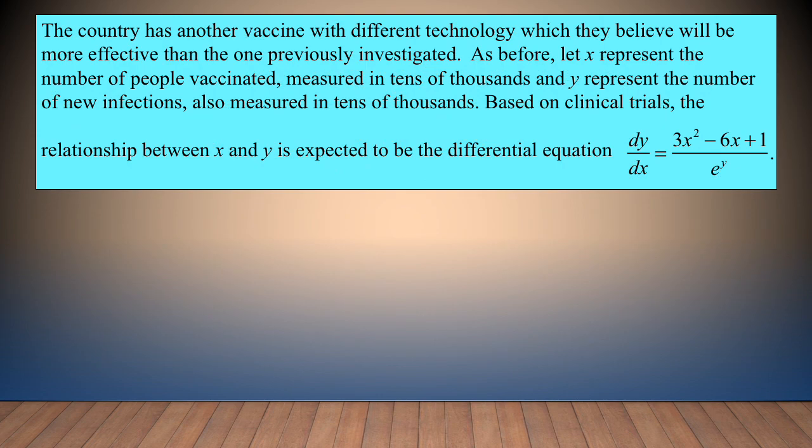The country has another vaccine with different technology, which they believe will be more effective than the one previously investigated. As before, let x represent the number of people vaccinated, measured in tens of thousands, and y represent the number of new infections, also measured in tens of thousands. Based on clinical trials, the relationship between x and y is expected to be the differential equation dy/dx is equal to (3x squared minus 6x plus 1) over e to the y.